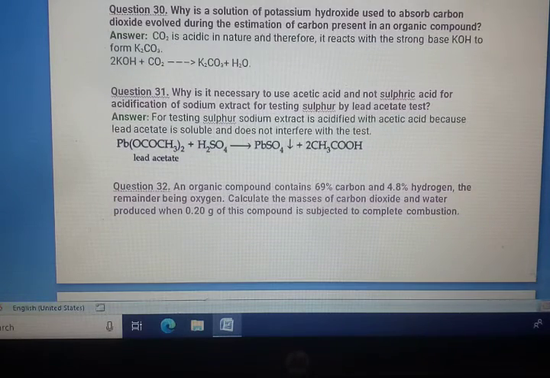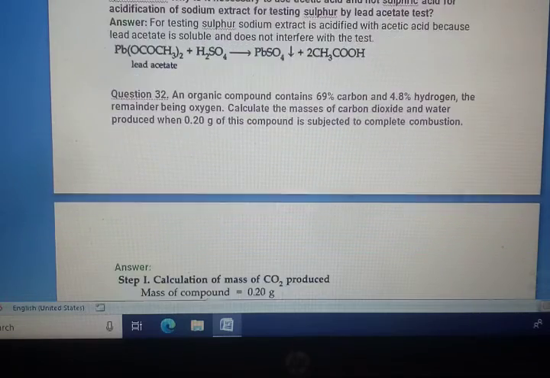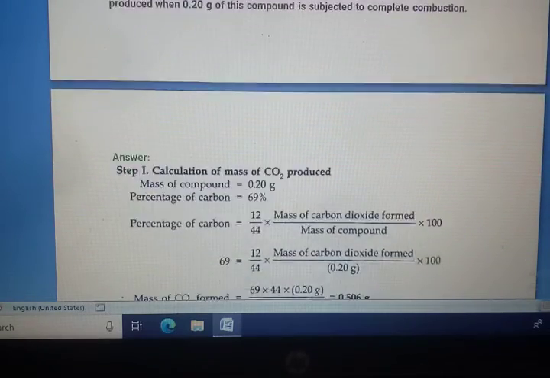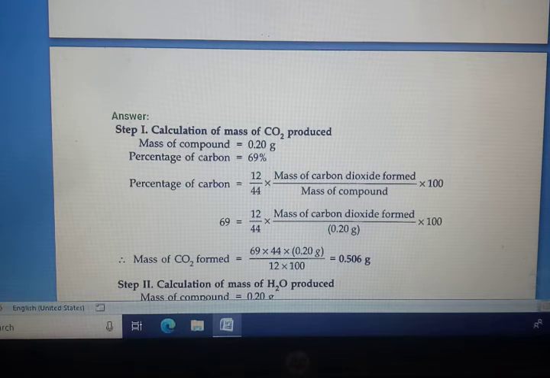Question number 32. An organic compound contains 69% carbon, 4.8% hydrogen, the remaining being oxygen. Calculate the masses of carbon dioxide and water produced when 0.20 gram of the compound is subjected to complete combustion. Don't forget to write the formula. As I had informed you, the formula is 12 by 44 into the mass of carbon dioxide, over the mass of the compound taken, into 100, right? So you have to find the mass of carbon dioxide in this chapter.